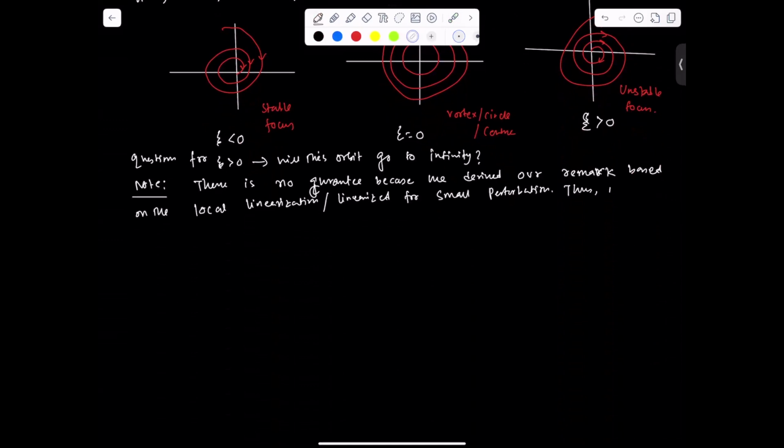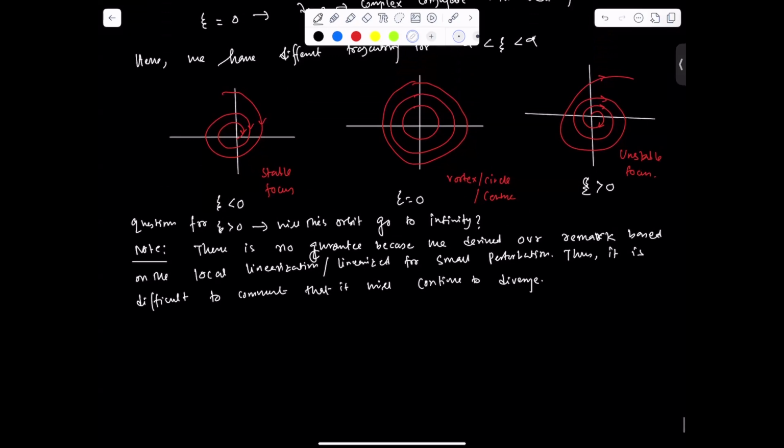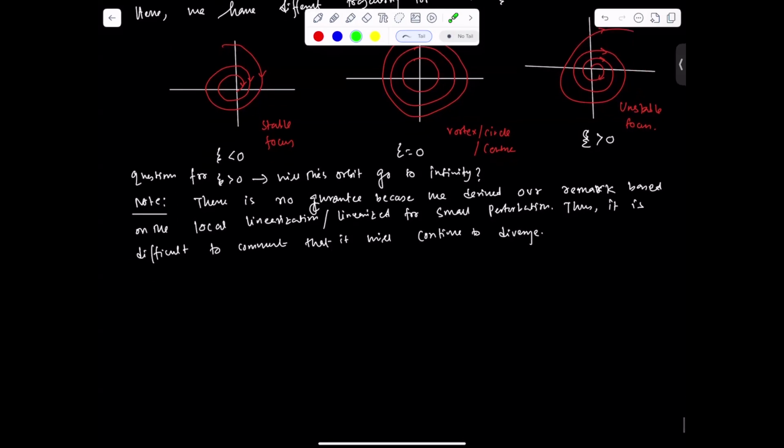Thus, it is difficult to comment that it will continue to diverge. Maybe after some time, because this conclusion we derived is based on the local linearization, maybe after some time it may converge again, right? So that's why it is difficult to comment.